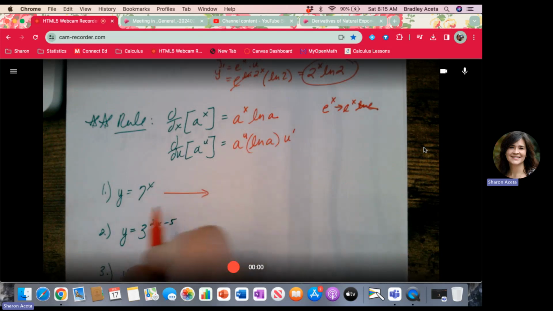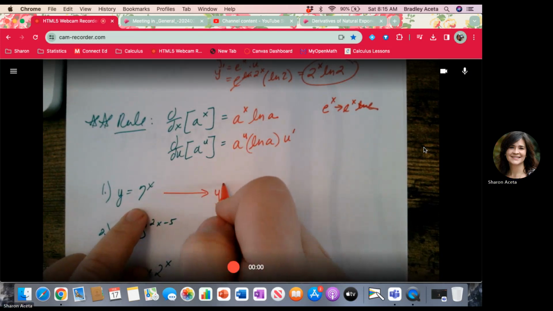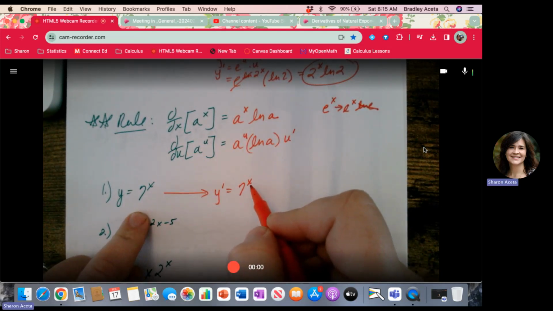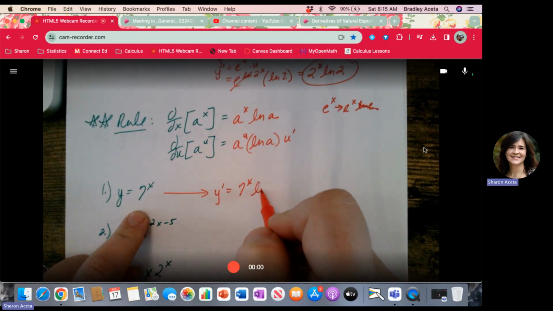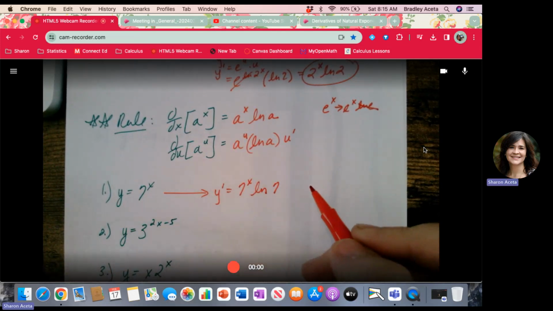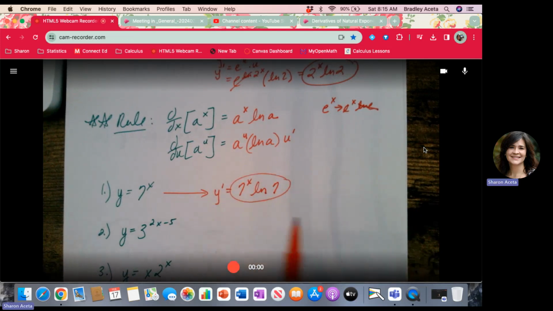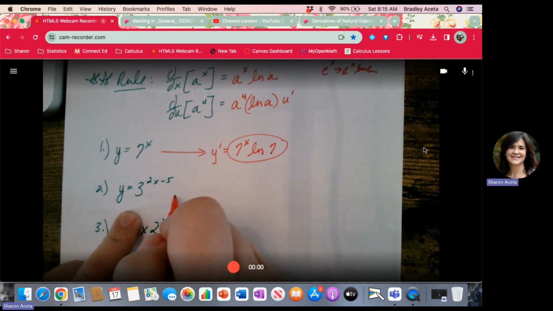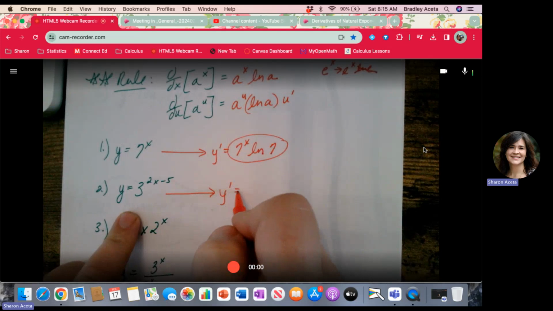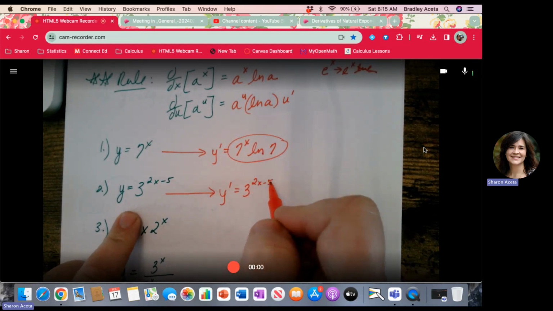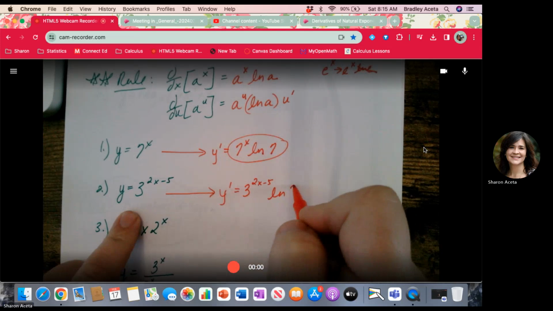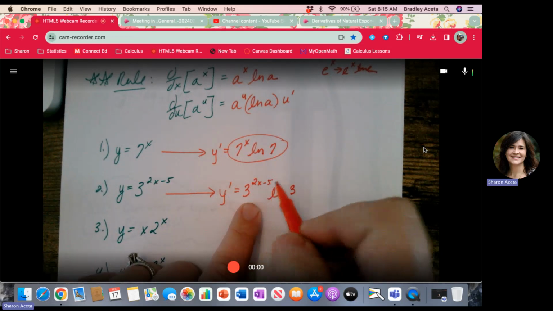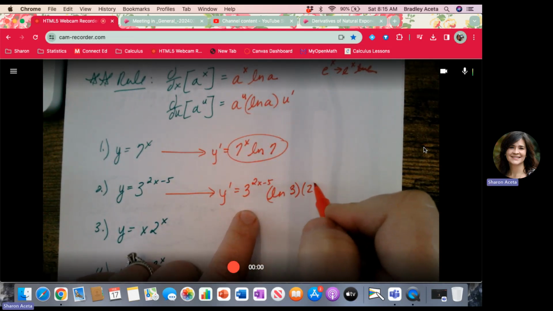All right, so let's try this one. 7 to the x. Write it again. There's no extra chain here. You could put times 1, but now you have to just attach ln of the base, 7. Done. That's it. All right, let's do this one. 3 to the 2x minus 5. So we're going to write it again. 3 to the 2x minus 5. We got to put ln of the base. And we got to attach a chain if there's anything other than an x. So the derivative of 2x minus 5 is 2.